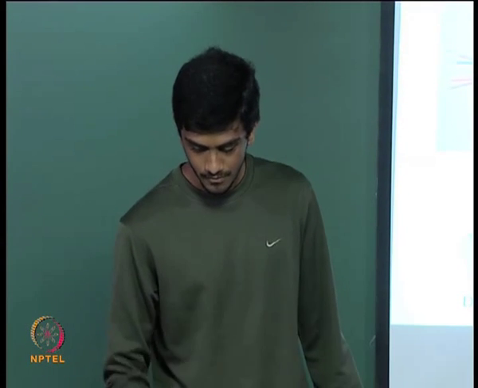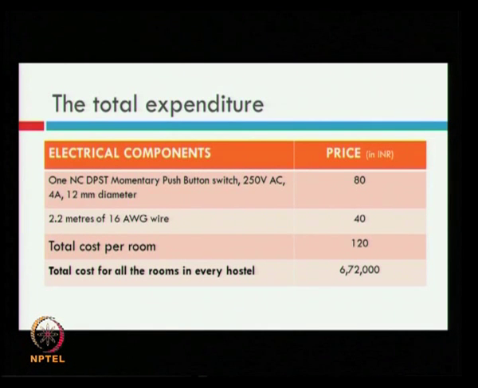All it requires is two wires that connect to the switchboard for the tube light and the fan. The total cost required for these electrical components is 120 rupees per room. On an average, there are 5,600 rooms in the IIT hostels, and hence the total cost for all the rooms in every hostel will be around 6,72,000 rupees. And this solution is implemented based on the assumption that everyone latches their door whenever they go out of their rooms.